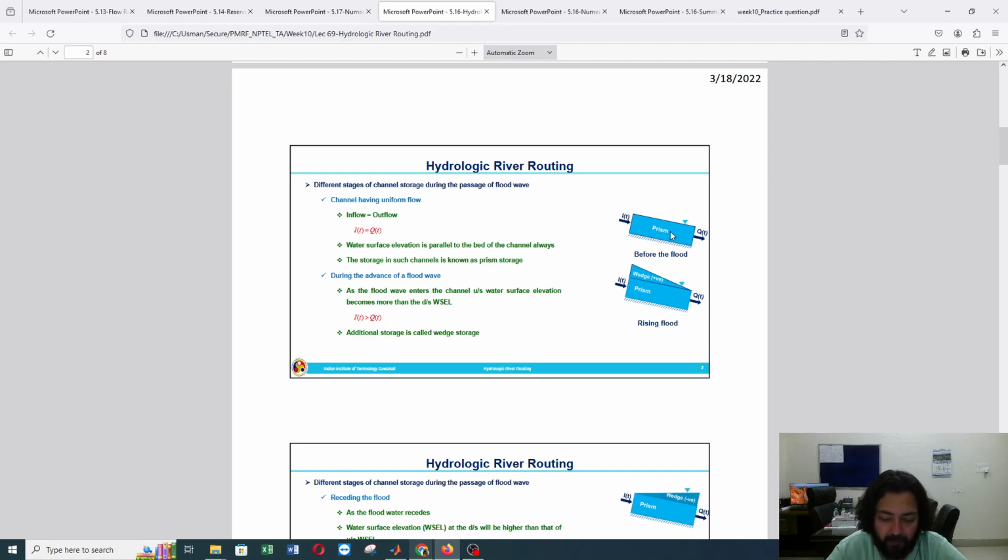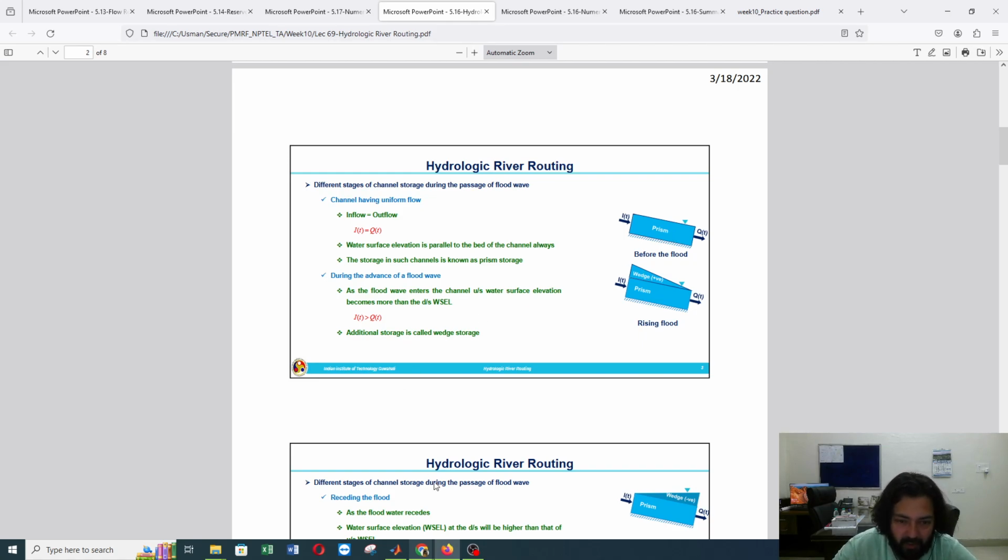There would be some difference when a flood wave is occurring, right? The flow would not be uniform. So whatever amount of volume is formed above this water surface profile, that will account for wedge storage, right? So when we assume the flow, the volume formed by an imaginary plane parallel to the channel bottom is known as prism storage.